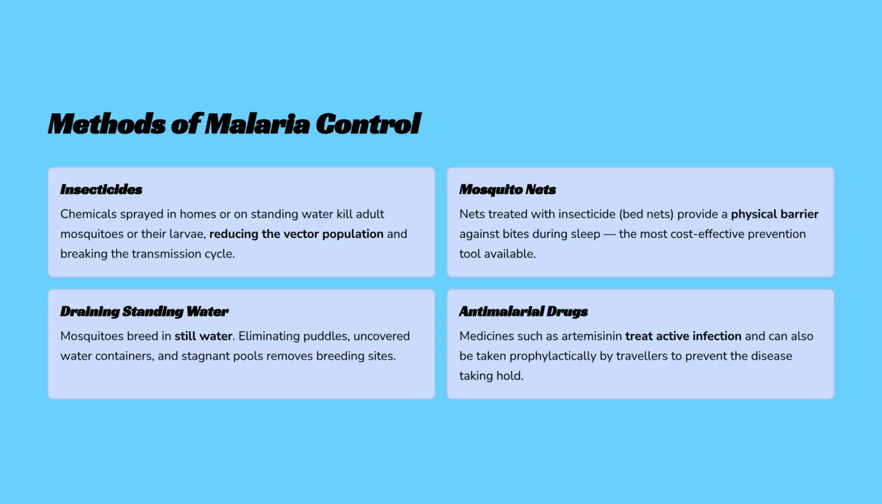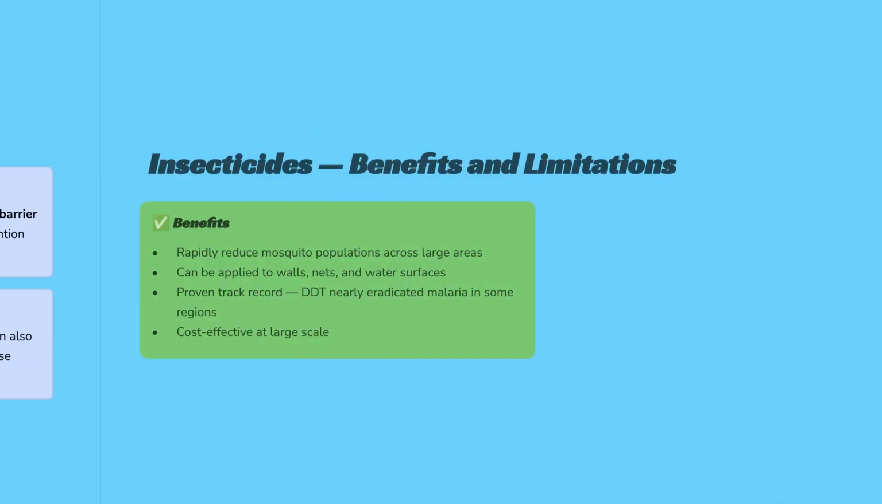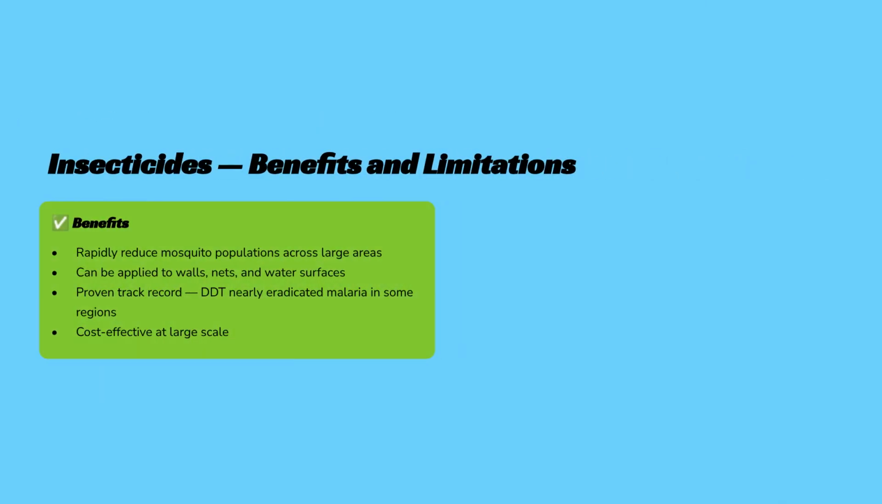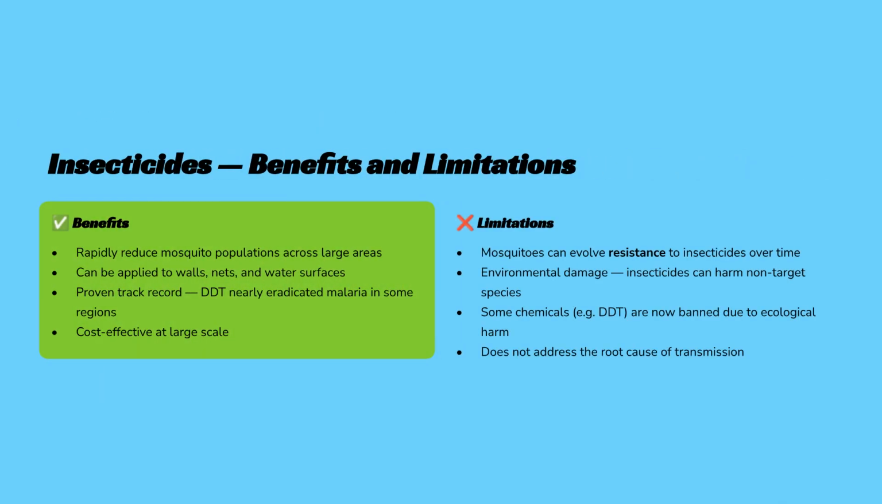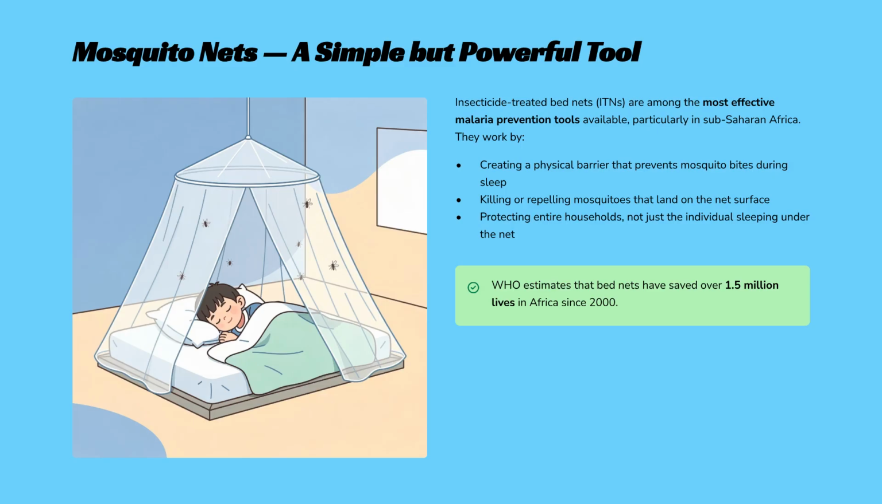We control malaria using insecticides to kill mosquitoes, bed nets for protection while sleeping, and by draining standing water where they breed. Anti-malarial drugs can also prevent and treat infections. Insecticides are effective at reducing mosquito numbers, but they have limitations. They can harm non-target species, and mosquitoes often evolve resistance to them over time. Insecticide-treated bed nets are a simple, life-saving tool. They provide a physical barrier and kill mosquitoes on contact, having saved over 1 million lives since the year 2000.